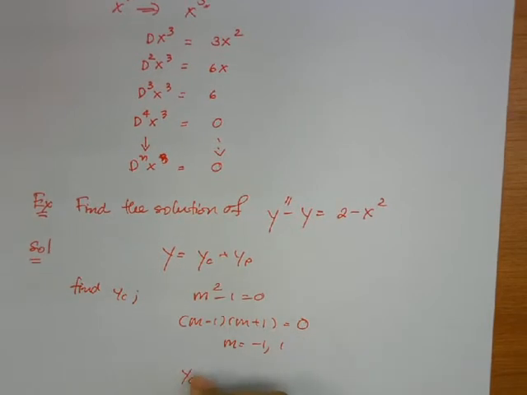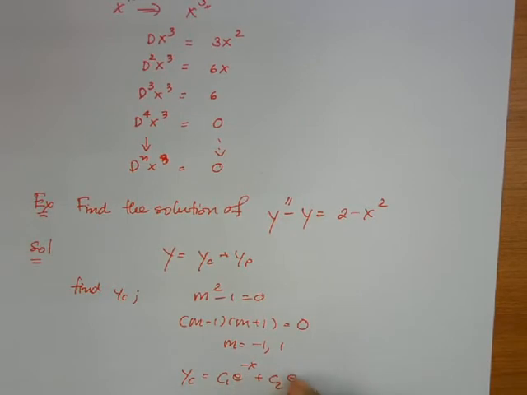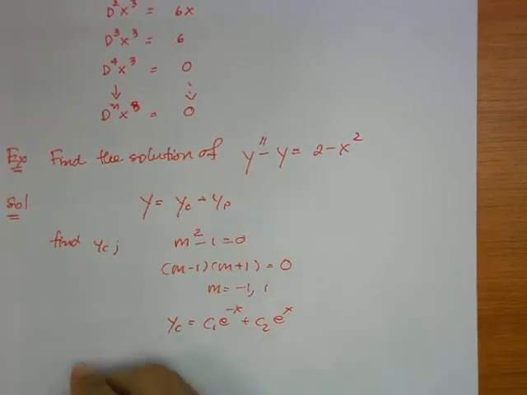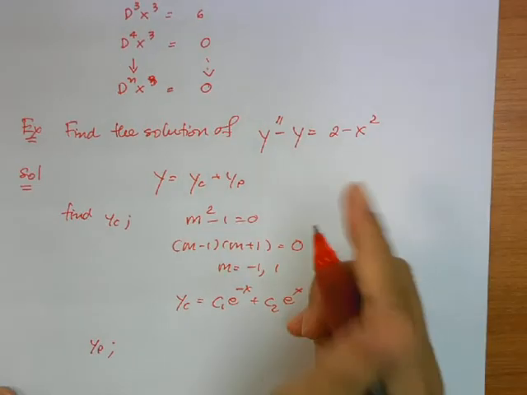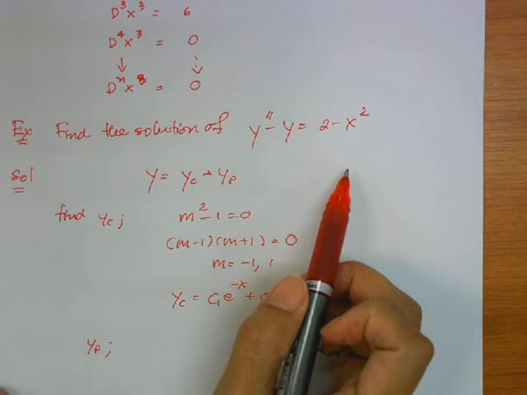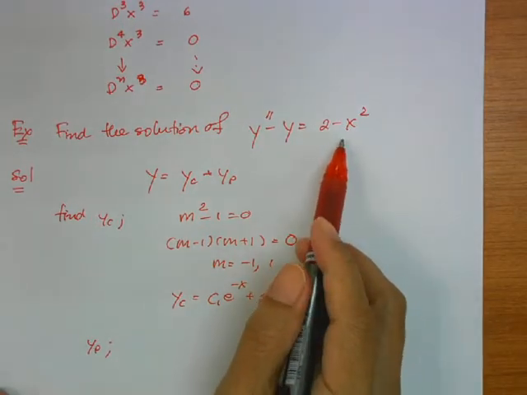So yc is equal to... now we find yp. We don't want to use successive integration or partial fraction integration. We want to try to use the shortcut method to do it. Okay. So from this one, if you want to use the successive or partial fraction integration, you can do it too.